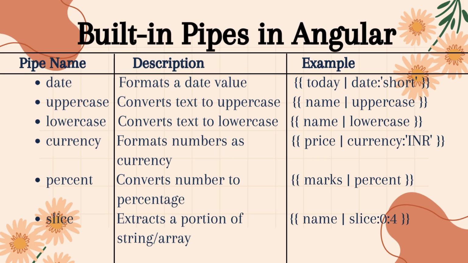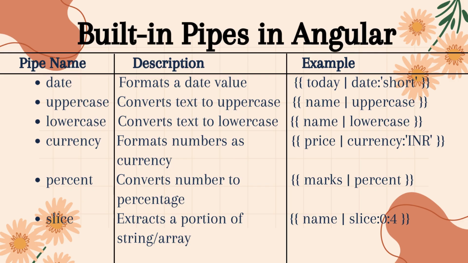Now let's talk about some of the built-in pipes available in Angular. Pipes help us transform data directly in our templates. Let's see a few examples. Number 1, date pipe. It formats a date value into a readable form. For example, today pipe date : short. This will display today's date in a short format, like the 16th of October 2025 and current time.